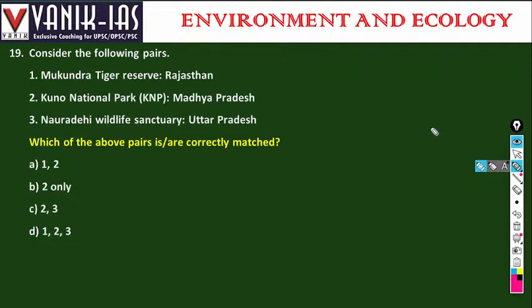Then consider the following pairs. Mukundra Tiger Reserve. Where is Mukundra Tiger Reserve? It is in Rajasthan. Kuno National Park in Madhya Pradesh is right. Nauradehi National Wildlife Sanctuary. Where is Nauradehi Wildlife Sanctuary? It is in Madhya Pradesh.